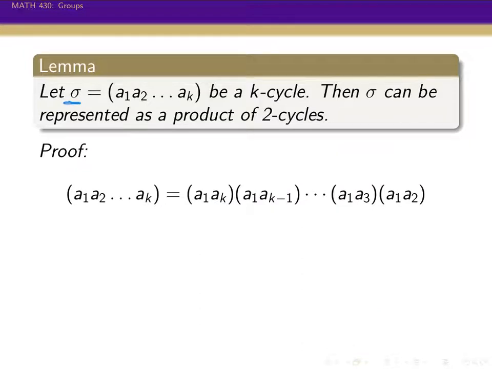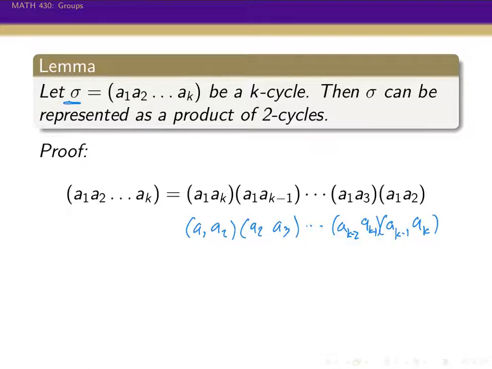this representation of the K-cycle as a product of 2 cycles is not unique. And so I think another one we could do is we could have it start with A_{K-1}, A_K, and then A_{K-2}, A_{K-1}, all the way down to A1, A2. This one would be A2, A3. And so my claim is that this is another representation of our original K-cycle as 2 cycles.